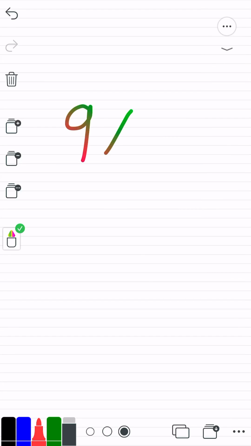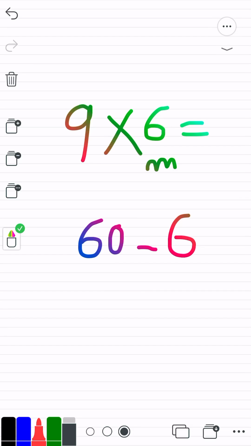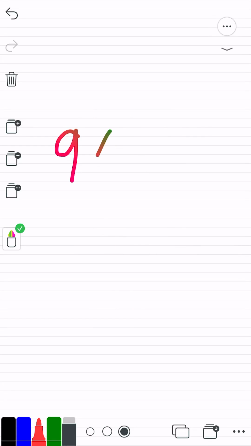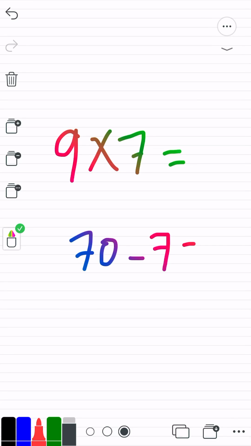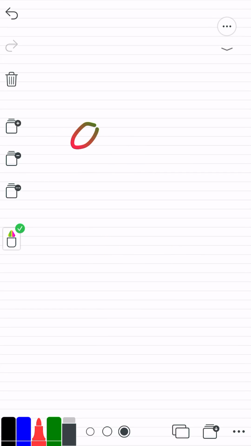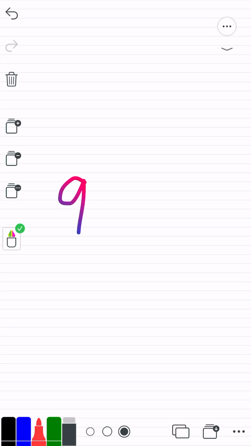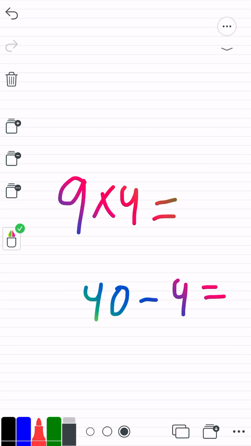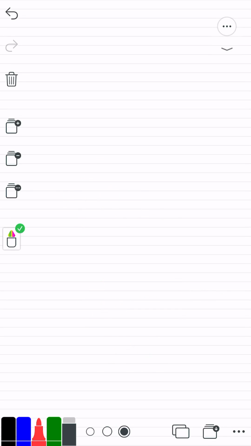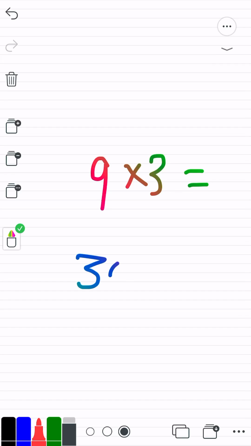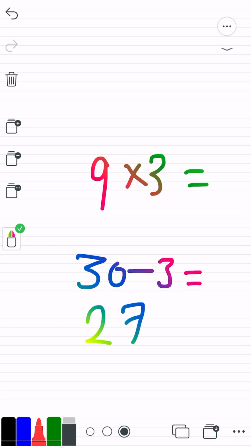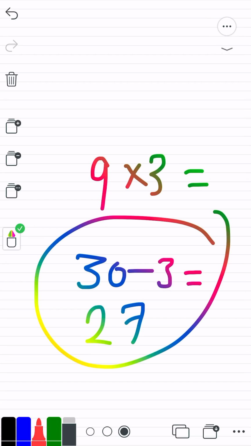Because 9 times any number, let's say 6, equals the same number in tens minus the same number. So here 9 times 6 equals 60 minus 6, and that equals 54. Another example. 9 times 7 equals 70 minus 7, and that equals 63. 9 times 5 equals 50 minus 5, and that equals 45. 9 times 4 equals 40 minus 4, and that equals 36. 9 times 3 equals 30 minus 3, and that equals 27. So you always use this method to find out the 9 multiplication table if you didn't memorize it yet.